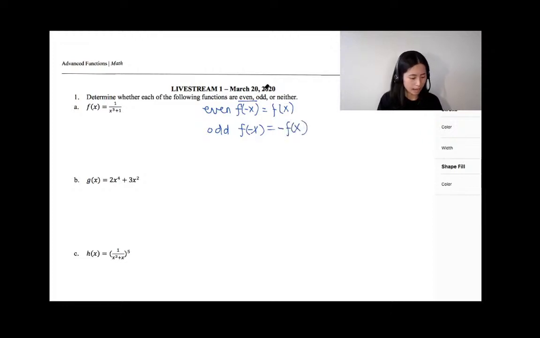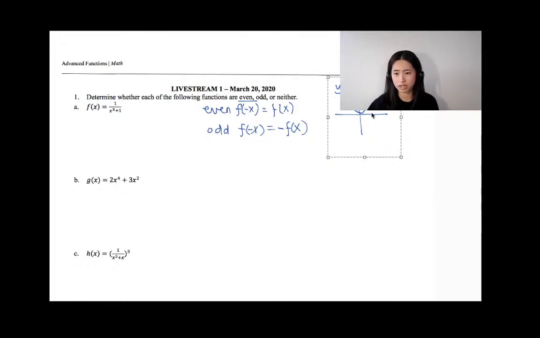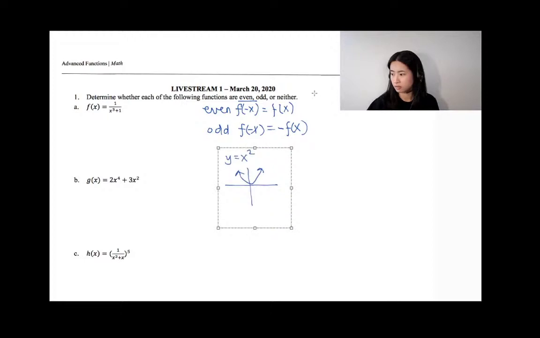Does that make sense? And the reason for that is because if you're looking at an even function, so say for example, let's start with the basic. We have y is equal to x squared, which is a parabola. We know that this is an even function. So you're going to have this graph right here. So this is y is equal to x squared. And if you think about the symmetry, there we go. So this is an even function.